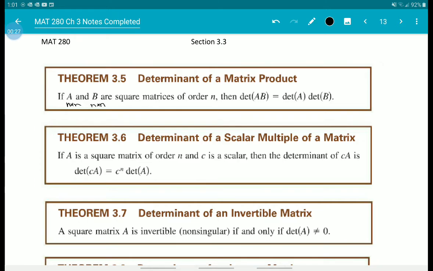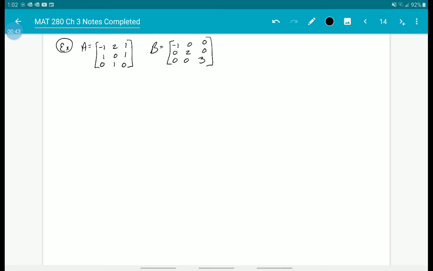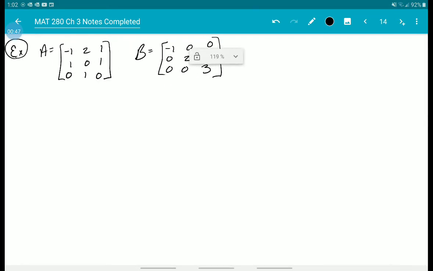So Theorem 3.5 says if A and B are square matrices of order n, that means that each matrix is an n by n matrix, then the determinant of the product AB is equal to the product of the determinants. So determinant A times determinant B. So let's look at an example. Let's say we have two 3 by 3 matrices, and we need to know what is the determinant of AB.